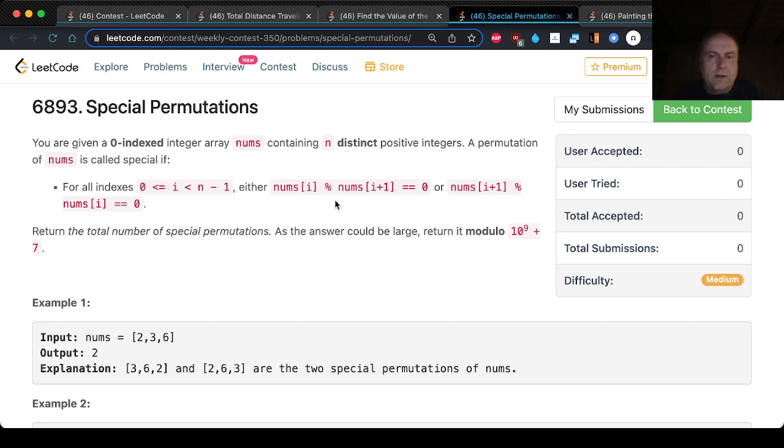Okay, now it's counting. It's called special if one is a multiple of the other for all indexes. Okay, I think I can figure this out.